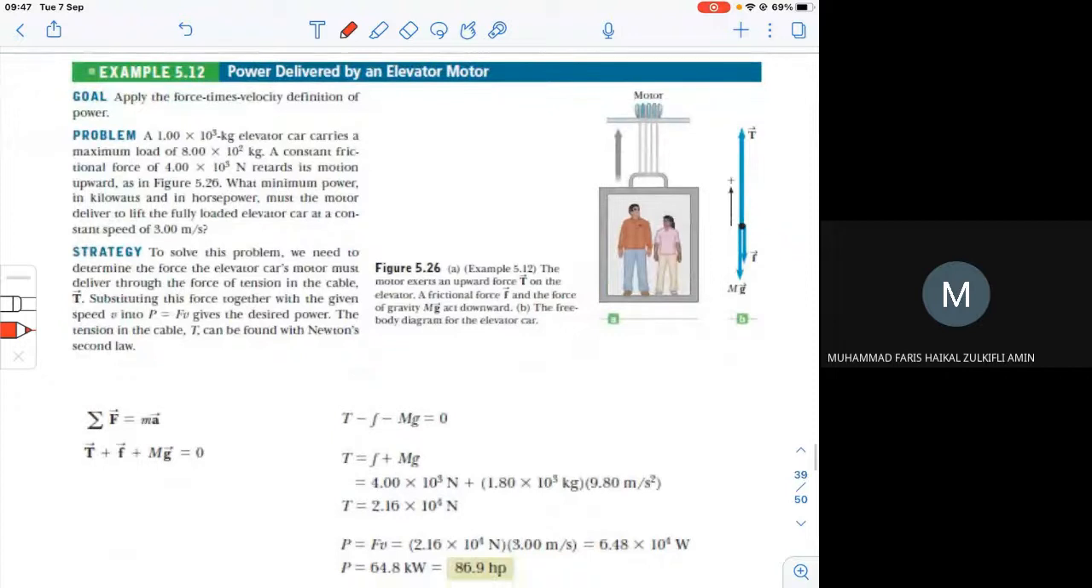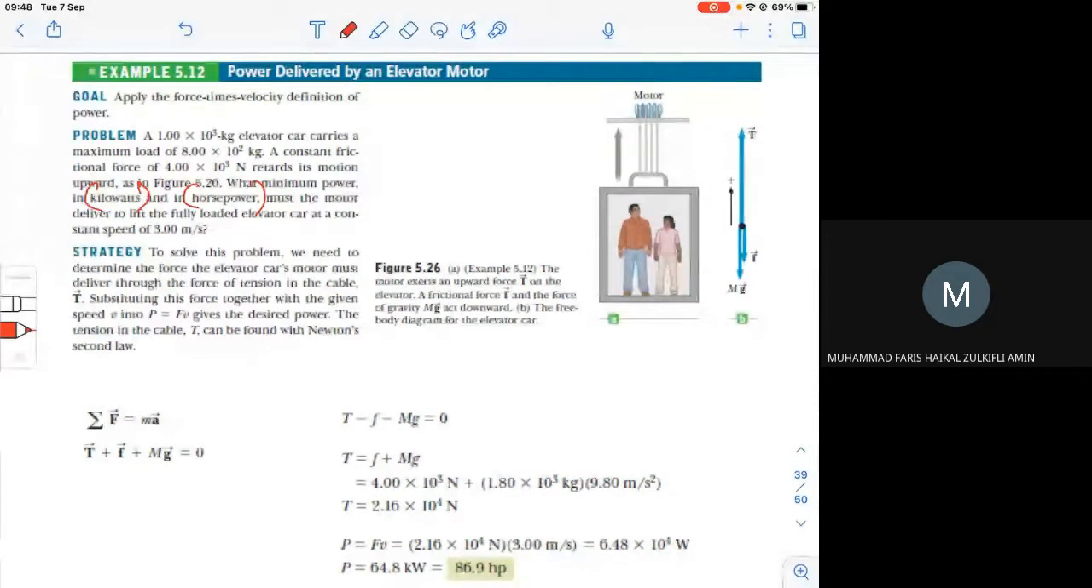Okay, so let's look at the examples again and again. A lot of examples in this case. A 1,000 kilogram elevator carries a maximum load of 800 kilogram. A constant frictional force of 4,000 Newton retards its motion upward. What minimum power in kilowatts and in horsepower? Okay, in this case, very different because it needs to find the power in terms of kilowatts and in horsepower. That means you need to answer it based on what they need.